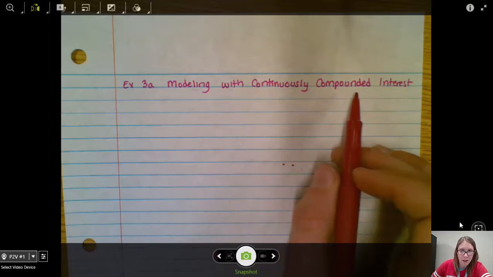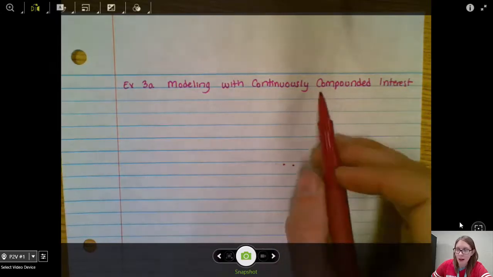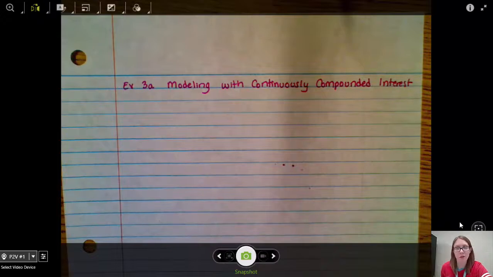This word compounded really means how often the interest is getting added to your account. If you have a bank account, for example, if you're trying to save money, the more often that interest is added, the better, because then you start earning interest on the interest that's been added. If you have a credit card, the more often your interest is compounded, the worse, because then your balance is continuing to grow. What you owe is continuing to grow.